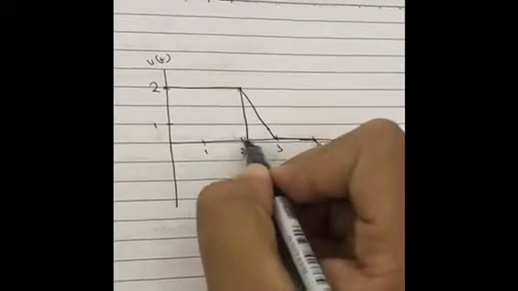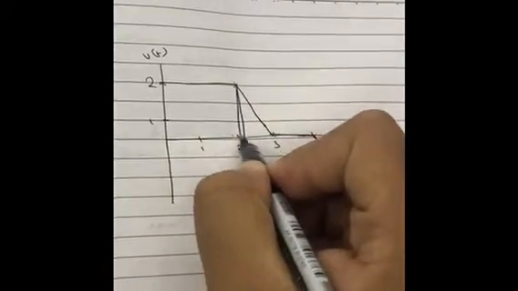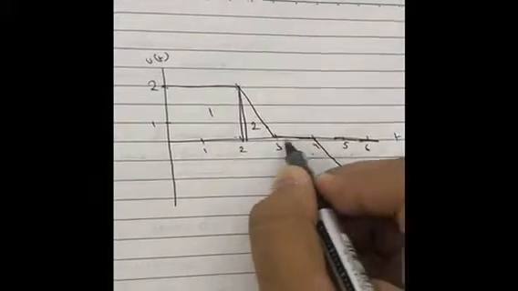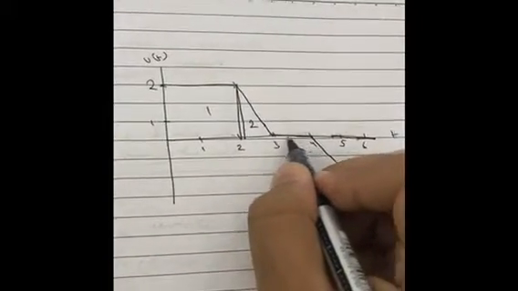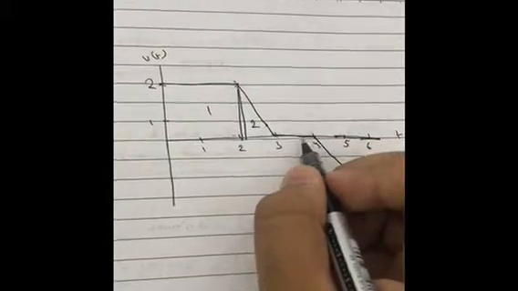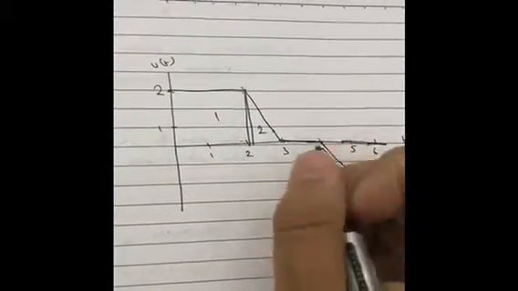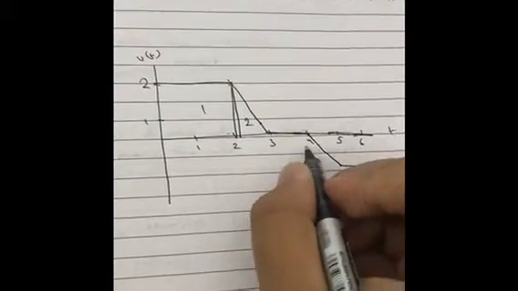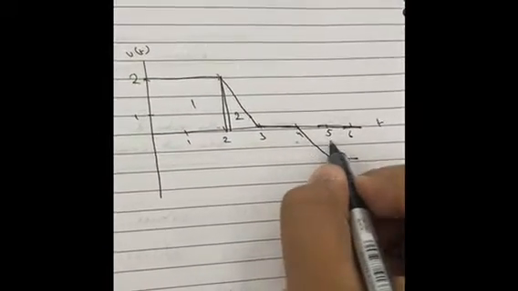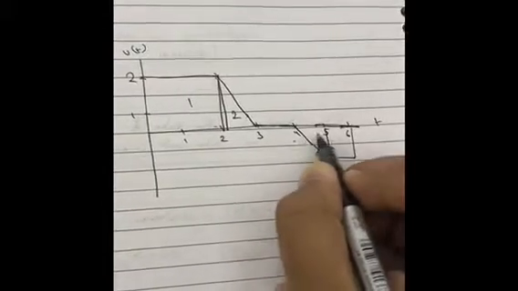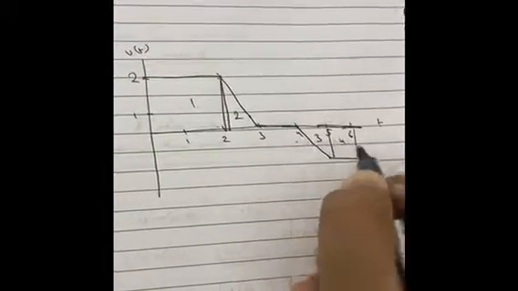Here till 2, so here will be 1, here 2, and this we make a straight line, so this will be 0, and here also. So here 3, and here 4.